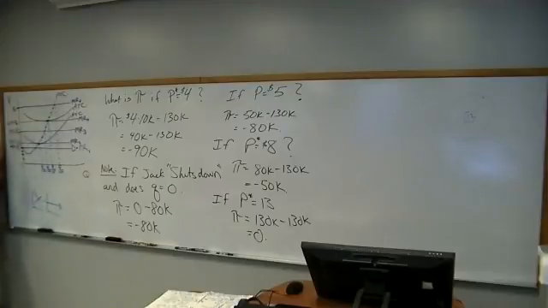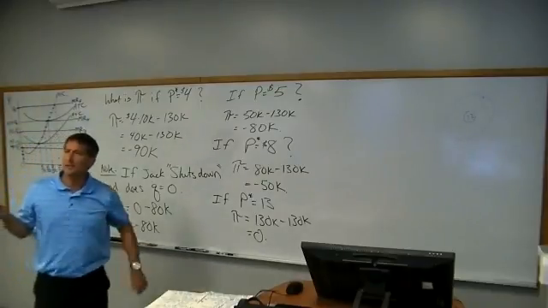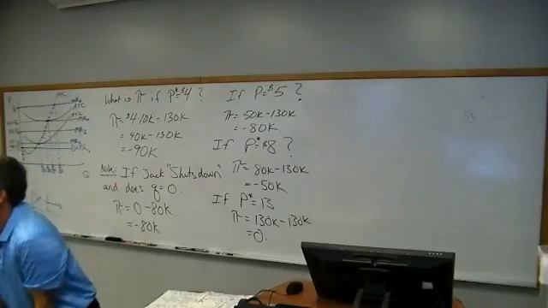As price goes up, at this price, I produce this much. At this price, I produce this much. At this price, I produce this much. At this price, I produce this much. At this price, I produce this much. What is that starting to sound like? It doesn't sound like a marginal cost curve to me.